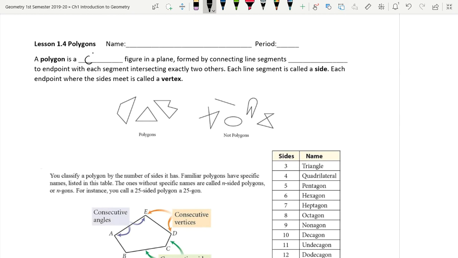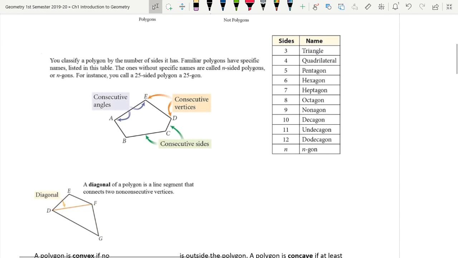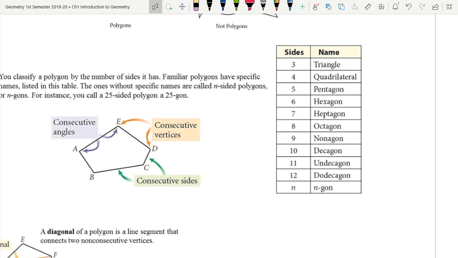A polygon is a closed figure in a plane, formed by connecting line segments endpoint to endpoint, with each segment intersecting exactly two others. Each line segment is called a side, and each endpoint where the sides meet is called a vertex. There are various names for polygons, which you're familiar with, such as triangle, quadrilateral, hexagon, octagon, all the way up through a 12-sided polygon called a dodecagon. And if it's above that, you just call it an n-gon, like a 25-sided polygon would be a 25-gon.